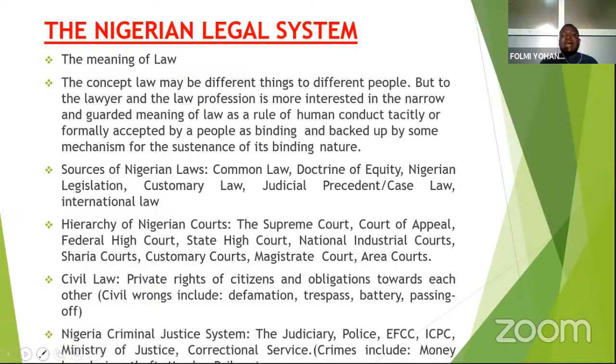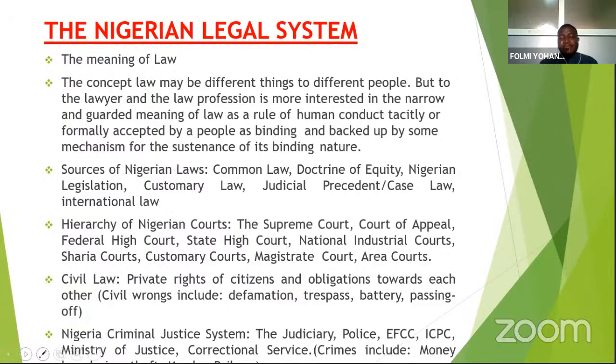For something to be regarded as law, it must also be formally accepted by the people. Then it must be backed up by some mechanism. An example is the Constitution of Nigeria, a law that we as Nigerians formally accepted should guide how we run our country. And aside from that, it's backed up by some mechanism for its sustenance. What are those mechanisms? We have the executive, the legislature, and the judiciary. These are the mechanisms put in place to ensure that this constitution is being implemented in Nigeria and is sustained.